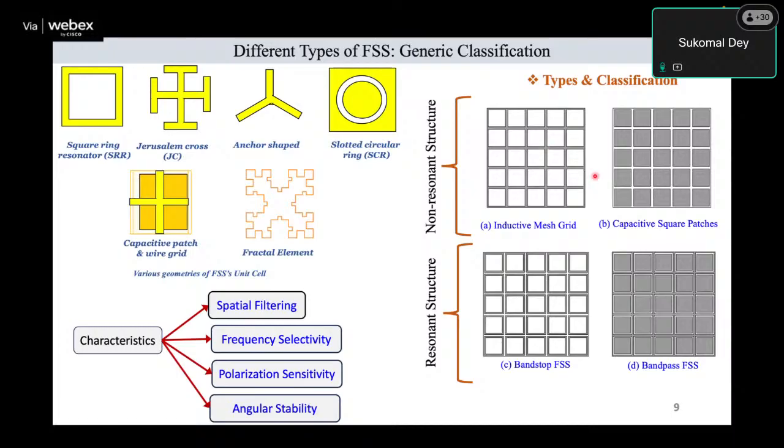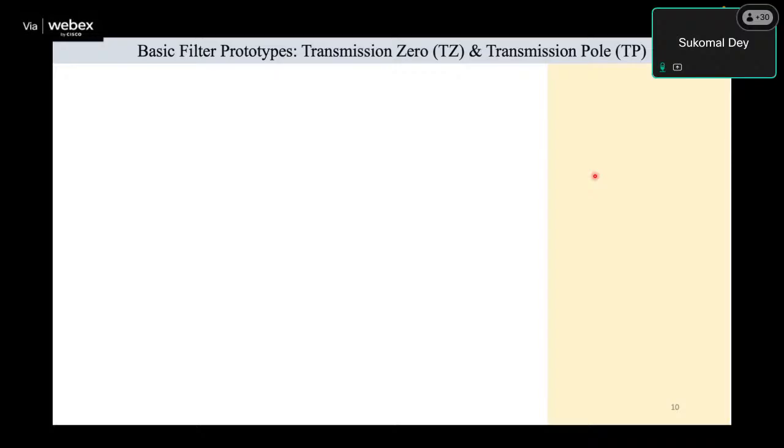Now, whenever you are talking about the filter, FSS as a filter, ultimately FSS will give you the filtering applications. In the case of a filter, we all concentrate on where you are getting the transmission zeros and where you are getting the transmission poles. In some cases, intentionally you are adding transmission zeros to your structure; in other cases you are adding transmission poles. When to add what? That is the question.